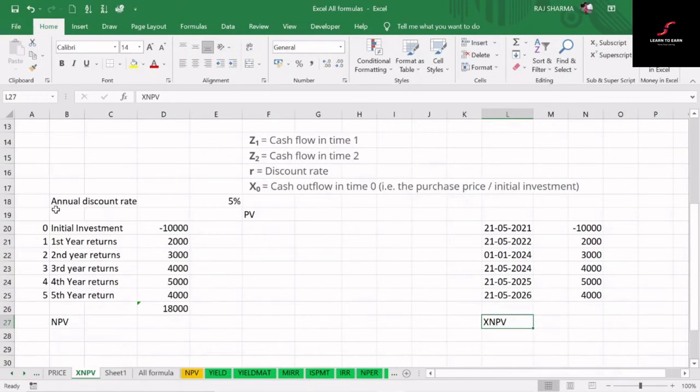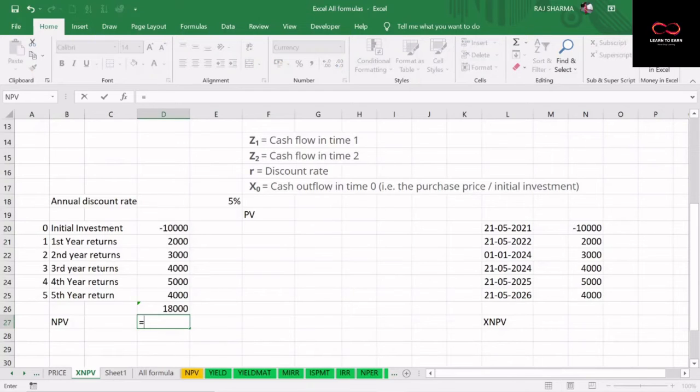Now let us try to work this out using the example. We have taken an annual discount rate of 5%, and this is the initial investment of 10,000, and these are the returns generated by this investment. A total of 18,000 has been generated by this particular investment. At a regular interval, i.e. every year, these returns are being generated. So let us try to work out the NPV using the formula.